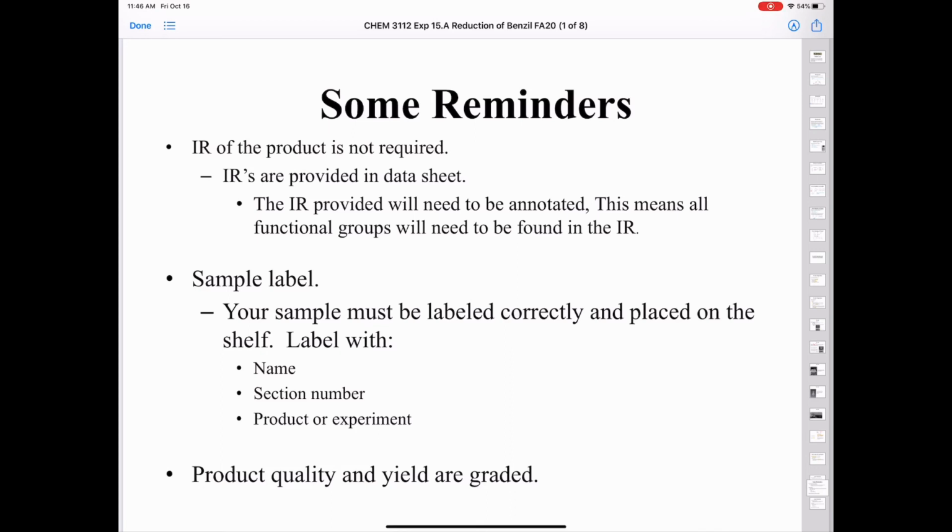On your sample vial, be sure to put the label with your name, the section number, and the product or the name of the experiment, and we will grade your product quality and the yield.